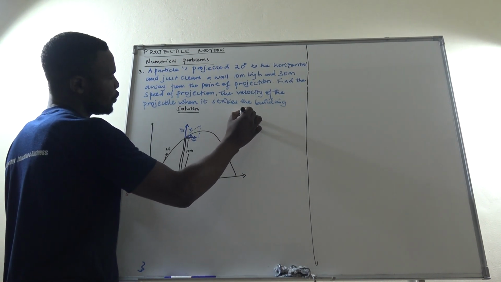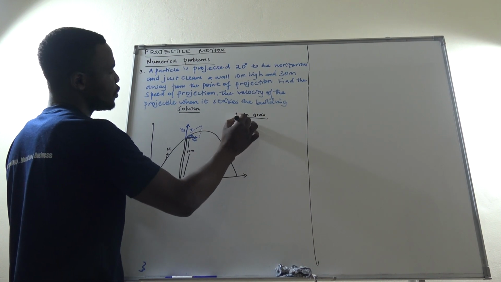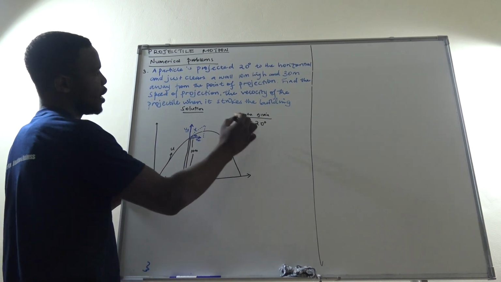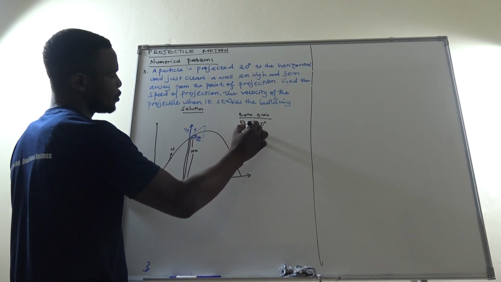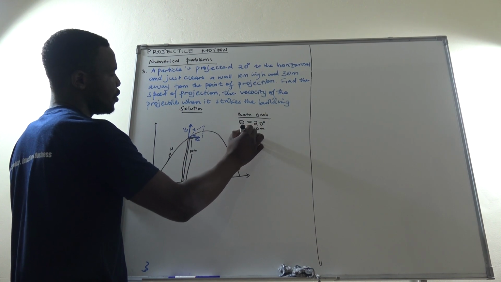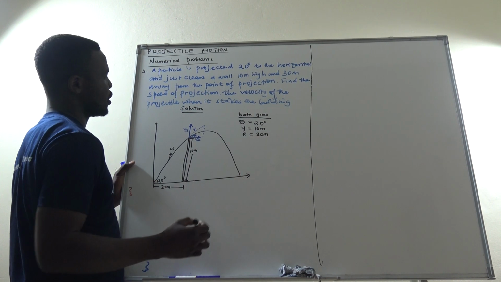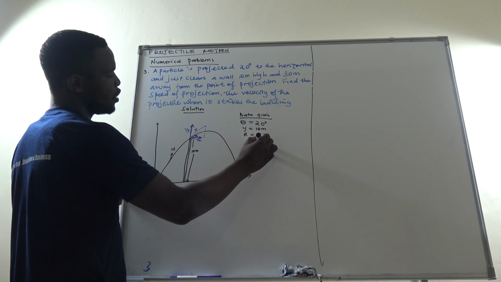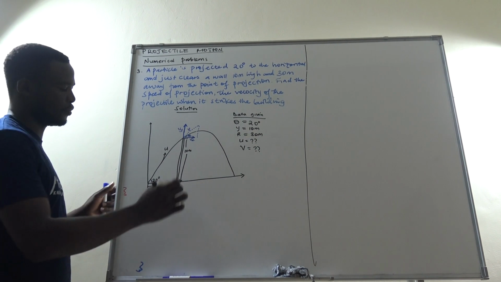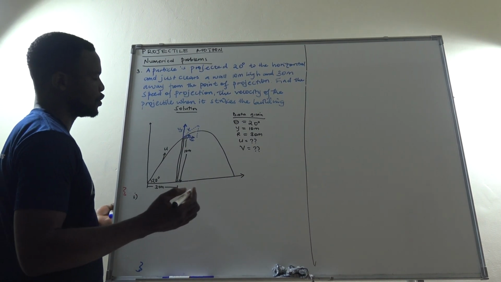But before we proceed, let us look at the data given in the question. They gave us the angle of projection as 20 degrees. They gave us the vertical displacement as 10 meters. They also gave us the horizontal range r as 30 meters. What do they need? Needed is u and v. So this is what we need. Let's begin with Roman numeral 1. How do we get u?